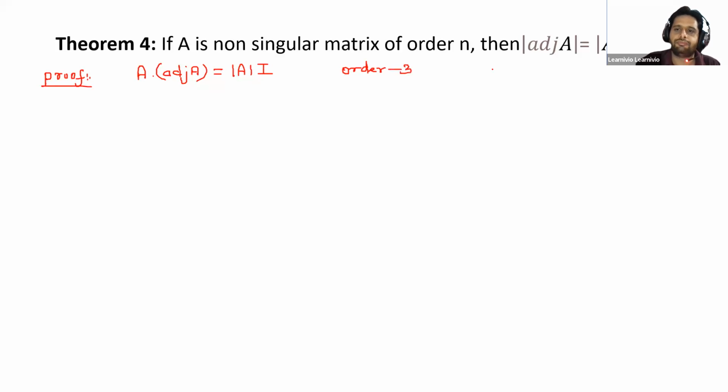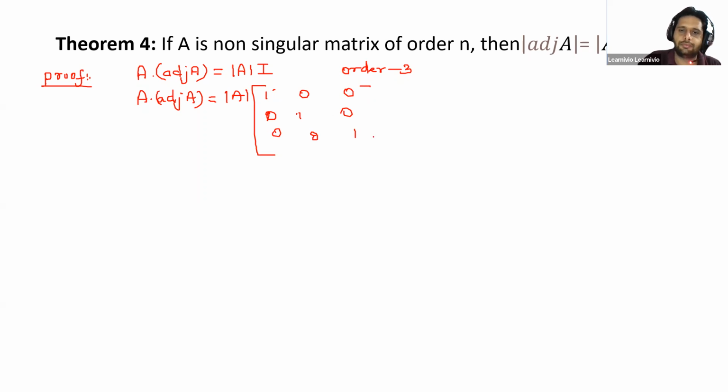Now suppose this matrix A has the order 3. So we can write like this: A into adjoint of A is equal to determinant of A, and in place of identity we can put the complete value: 1 0 0, 0 1 0 and 0 0 1. Now who can tell me next? Josefa, you were there in the determinant class.